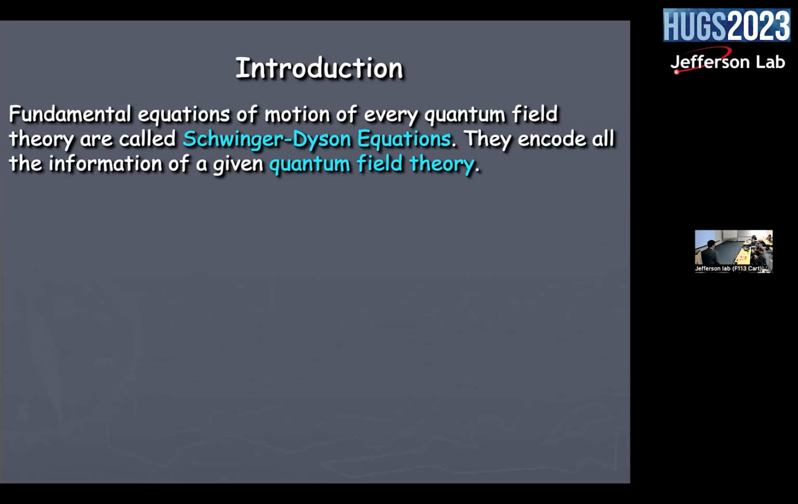Okay. These equations are important. Their solutions are interesting. The way we can solve them is sometimes controversial and sometimes very insightful, but that's what I'm here to talk about. So fundamental equations of quantum field theory are called Schwinger-Dyson equation. Okay, and they, in principle, encode all the information which is there in a quantum field theory.